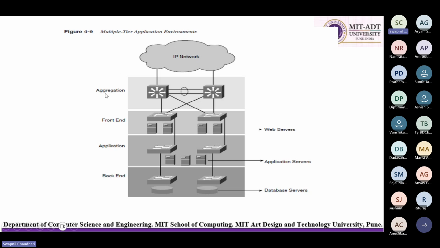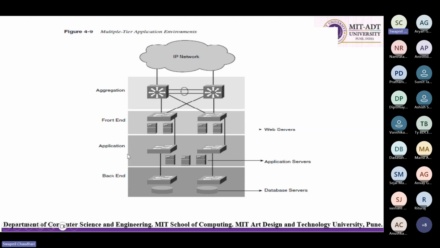Next comes the aggregation layer. This aggregation layer contains multiple switches, like L2 and L3, layer 2 and layer 3 switches, which handle the routing and traffic control. And it acts as the gateway between the external network and internal server layers. Third one is the front end layer, that we can call web servers. It is the first point of contact for the users, the landing page, like HTTP and HTTPS requests, web pages, and all these things come here.